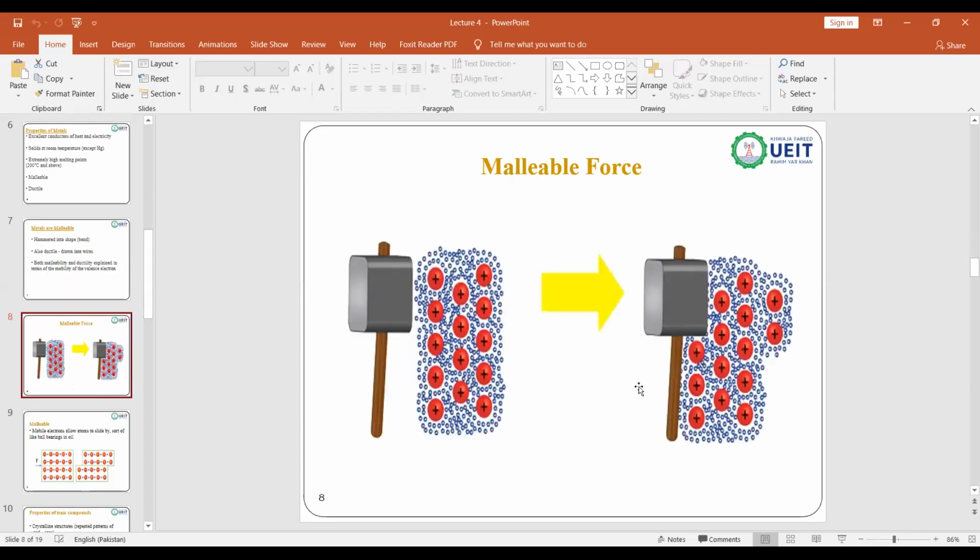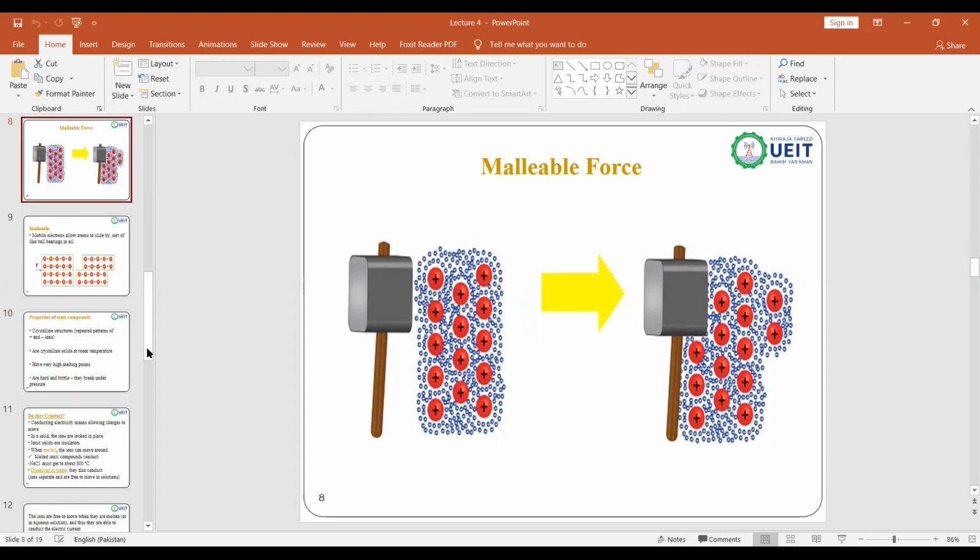You can see the malleable force. If you are using one hammer, you can see in this figure that after using the hammer, the metal is going to bend very easily. Similarly, there are other cases where you can see malleability.